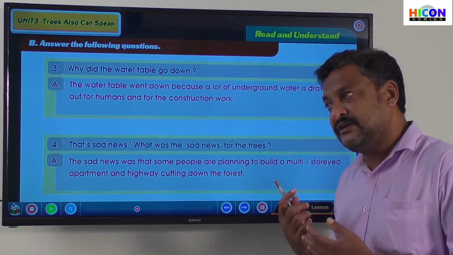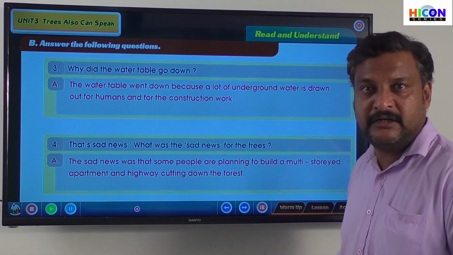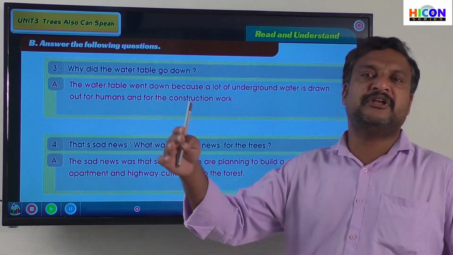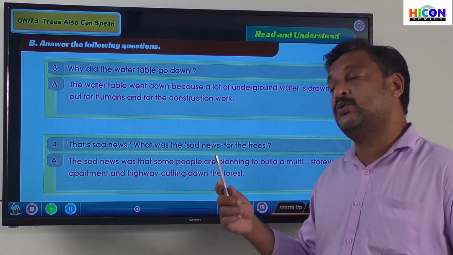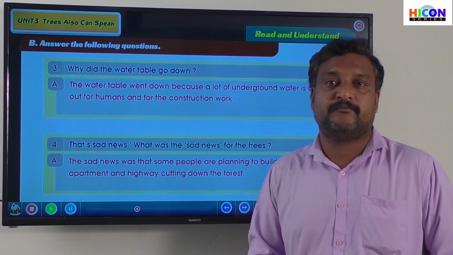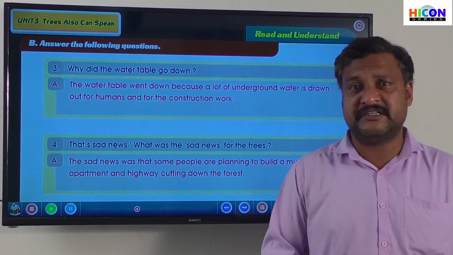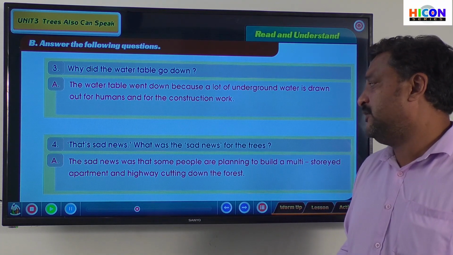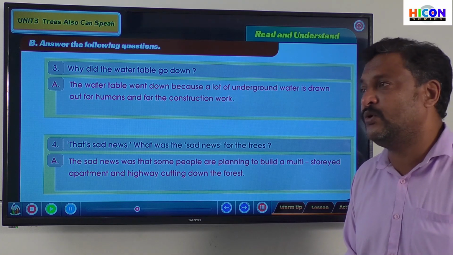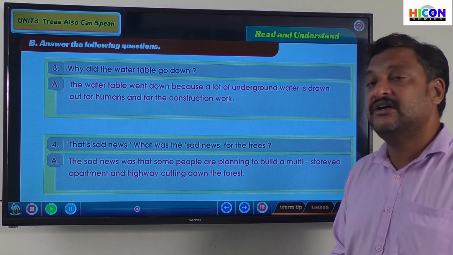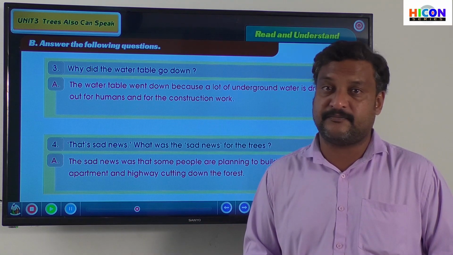So if you want to construct a highway, a very good amount of land is required, and for that, so many trees have to be cut off. If they want to construct a multi-storied apartment, again, the trees have to be cleared, the land has to be made perfect, isn't it? So the sad news was that some people are planning to construct a multi-storied apartment and a highway through the forest, for which they have to cut a lot of trees, right?